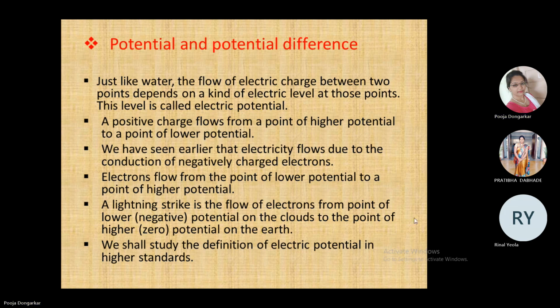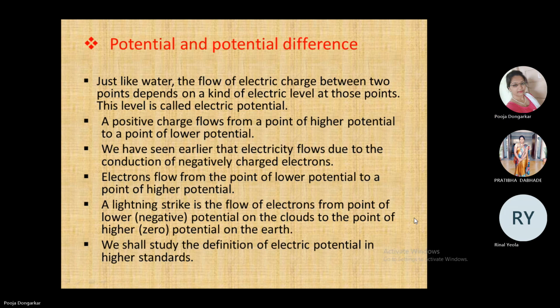Now we see the potential difference. A positive charge flows from a point of higher potential to lower potential, as we have seen. But we have learned earlier that electricity flows due to the conduction of negatively charged electrons. Electrons flow from the point of lower potential to higher potential, which is negative to positive. Right? We learned this in our school days. A lightning strike is the flow of electrons from the lower, meaning negative, potential on the clouds to the higher, zero potential, meaning positive, on earth.